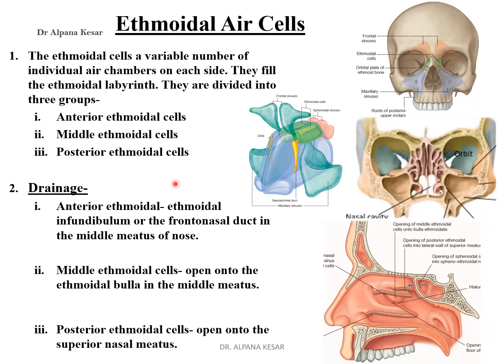Drainage of the ethmoidal air cells. The anterior ethmoidal air cells drain into frontonasal duct, and frontonasal duct which drains the anterior ethmoidal air cells and frontal air sinus opens at the anterior end of hiatus semilunaris. The middle ethmoidal air cells open over the ethmoidal bulla, and posterior ethmoidal air cells open in the superior meatus of the nose.